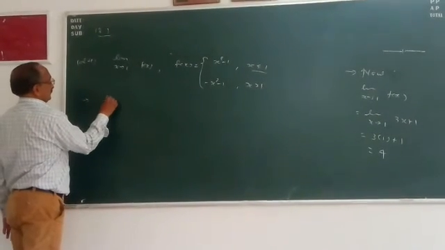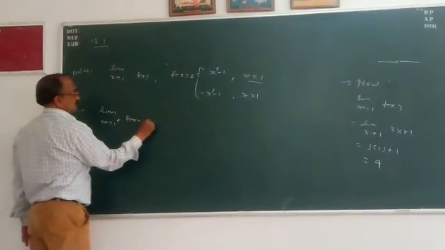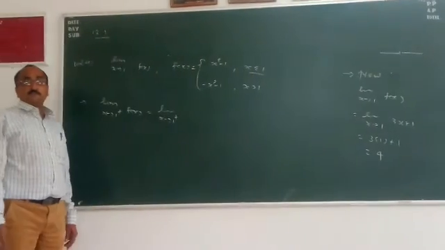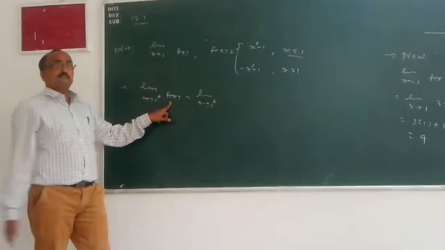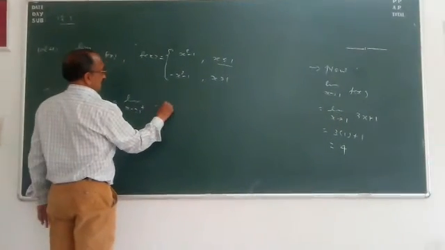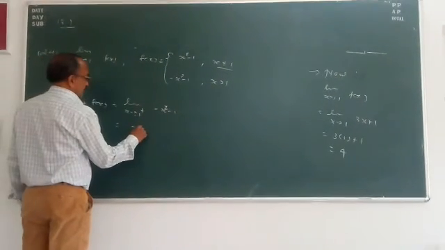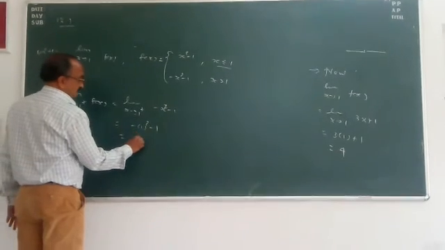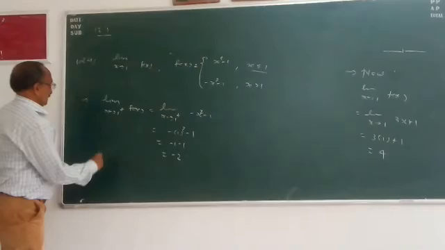Here, limit x tends to 1 positive f(x) is equal to limit x tends to 1 positive. In this case which function do we select? X tends to 1 positive, that is the value of x greater than 1. So for x greater than 1 we have the function minus x square minus 1. Now replace x by 1. So minus 1 square minus 1, this becomes minus 1 minus 1. So it becomes minus 2.